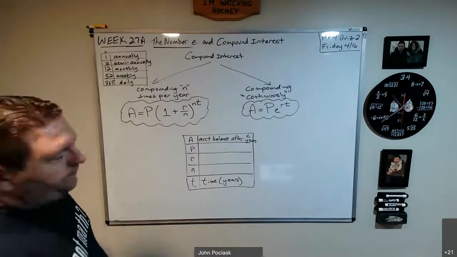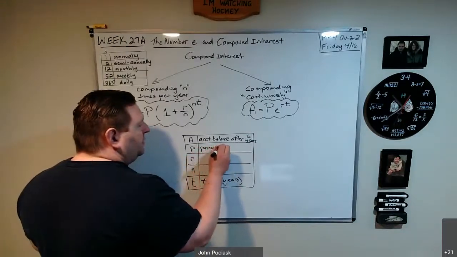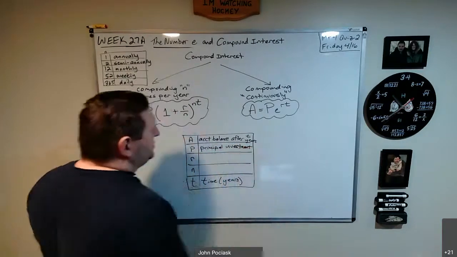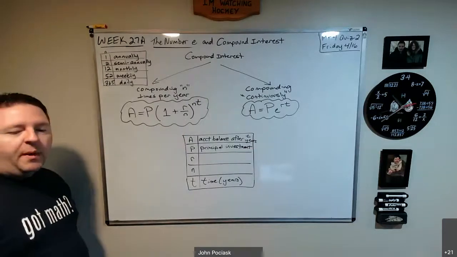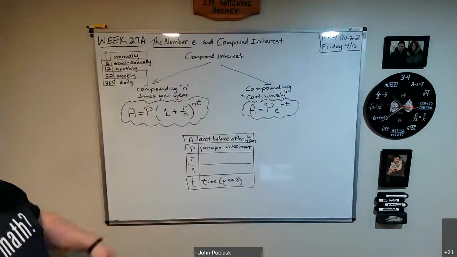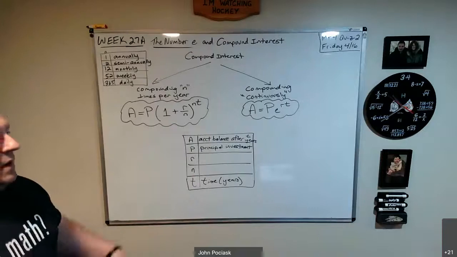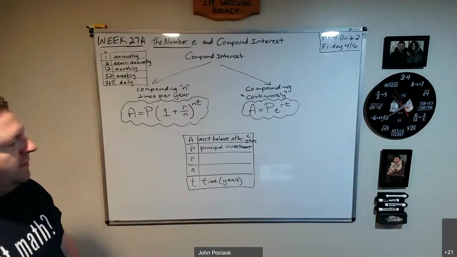Capital P is your principal investment. And I don't know why they chose P. I think capital D would have been better because it's really what your deposit is, what you're opening the account with. You go into the bank, you say, here's $2,000. I want to open an account. That would be P.